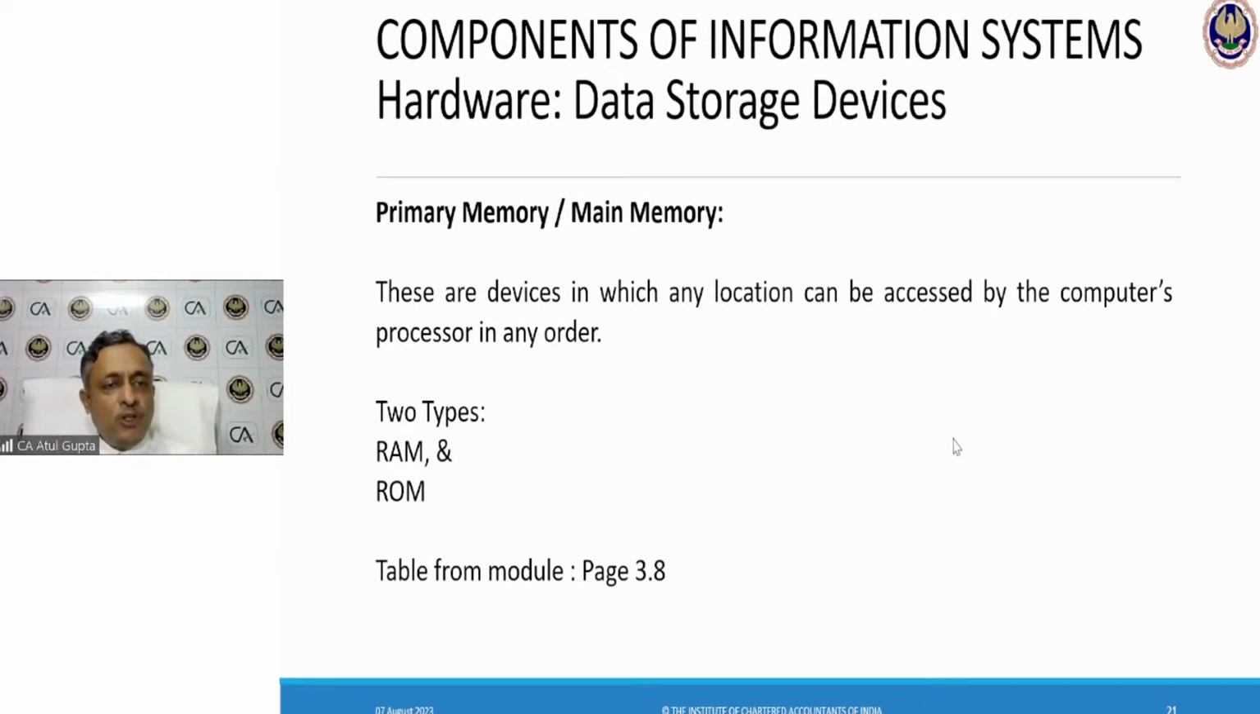Primary or main memory. These are devices in which any location can be accessed by the computer processor in any order. So this is basically part of the storage within the central processing unit. Two types are there: RAM and ROM. RAM is random access memory. ROM is read only memory. Please do carry their full forms. They are direct questions. Many MCQs are asked on these two. We'll go to the differences also: random access memory and read only memory.